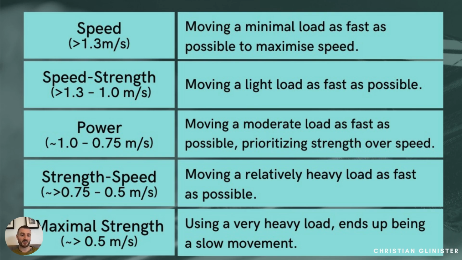What does that mean? So your maximal strength zone, using a very heavy load, ends up being a slower movement. Power, which is 0.7 to 1 meters per second, which is a moderate load, moving fast, prioritizing strength over speed. When we move to speed, we look at moving a minimal load as fast as possible, prioritizing speed over strength. Why are these zones important? Well, depending on where you are, it's very key in your season or in your session or in your block of training to know. Helps with periodization.